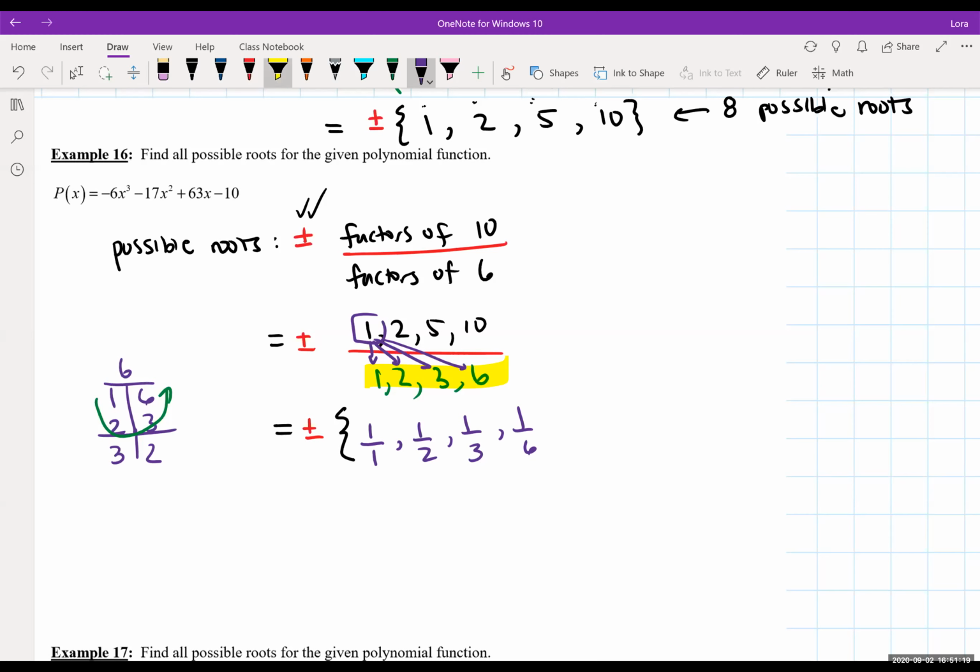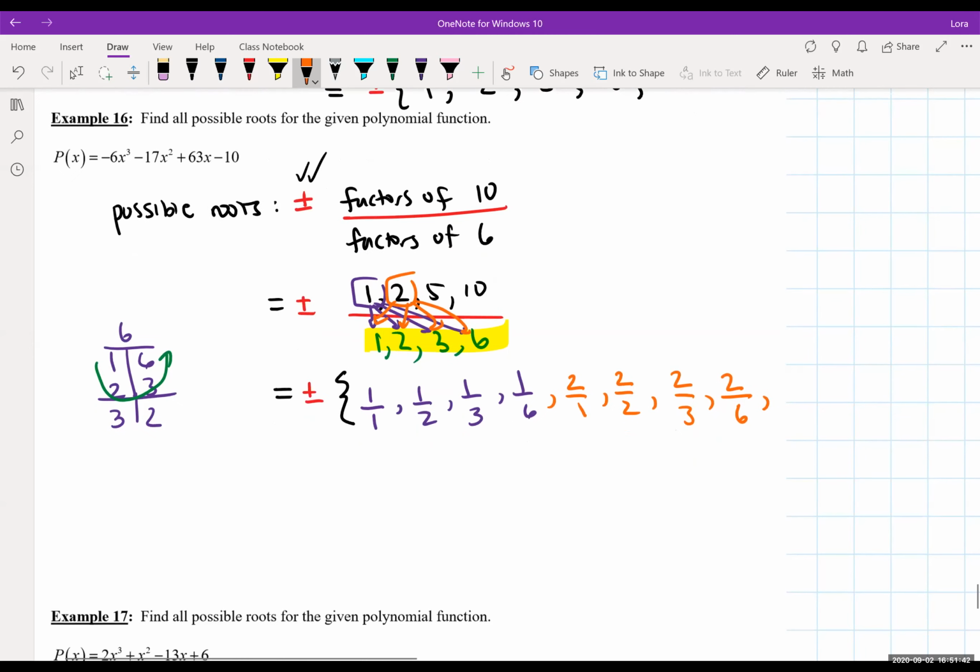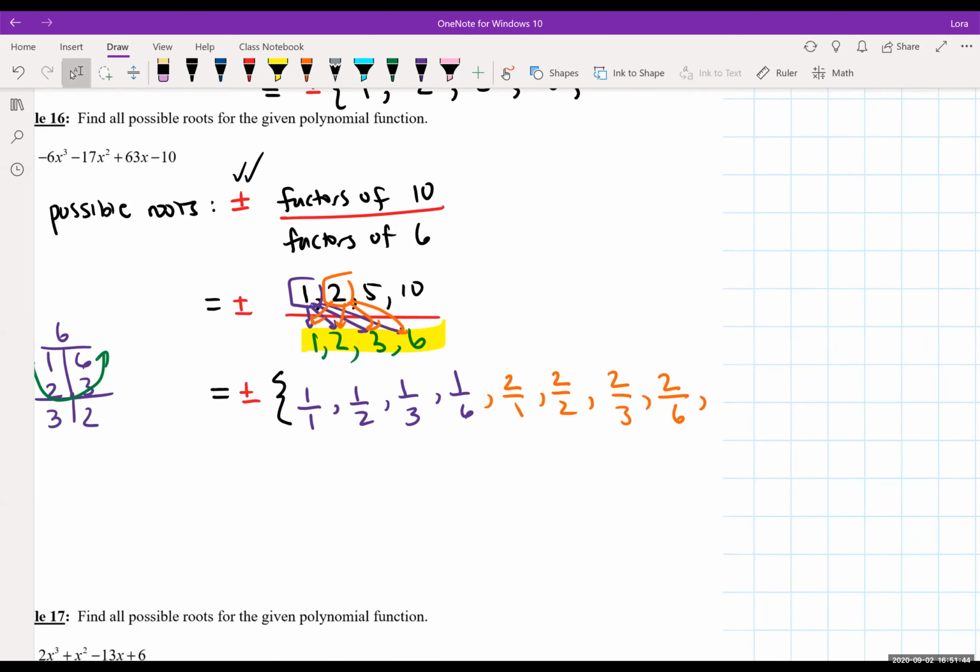The next thing I'll look at is the next factor in the numerator. So that's 2. So I'll take 2 over 1, 2 over 2, 2 over 3, and 2 over 6. And you kind of see me color coding, mainly because when my eyes skip, I end up missing a factor. So feel free, take my technique. Let's work with 5 next. We'll see that we have 5 over 1, 5 over 2, 5 over 3, and 5 over 6.